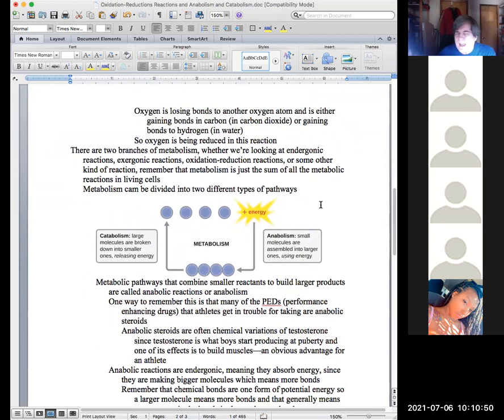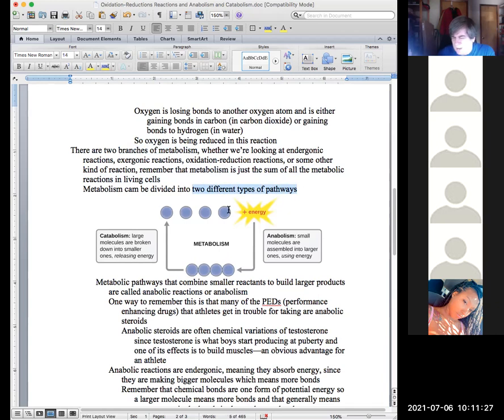Now let's go back to metabolism and think about the 2 different branches of metabolism. When we're looking at endergonic reactions or exergonic reactions or oxidation reduction reactions, or there are a few other types, remember that whenever we talk about metabolism, metabolism is just the totality of all these chemical reactions happening in living cells. And there are 2 types of pathways. So let's keep these arrows in mind.